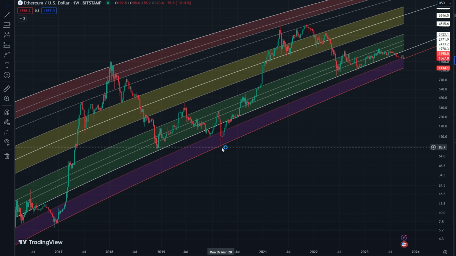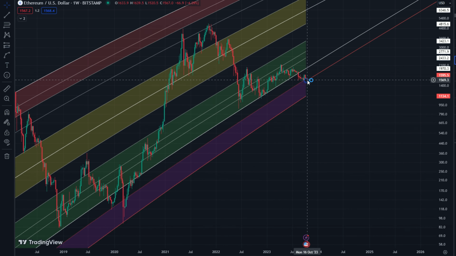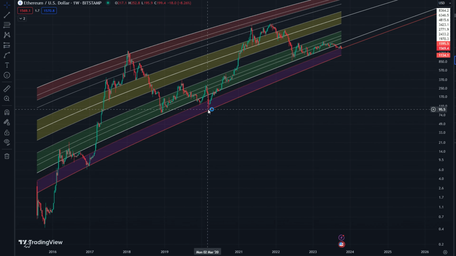Basically, second week of March, it put in its bottom, and that was at $85. Okay, we are now coming close to that time, and now I'm not saying that's when we will bottom, but I do think we're on a similar trend. I mean, it does look that way. I mean, we had our peak.